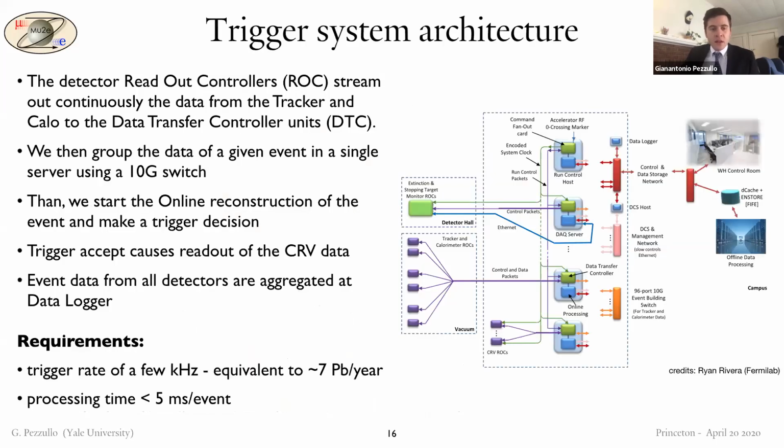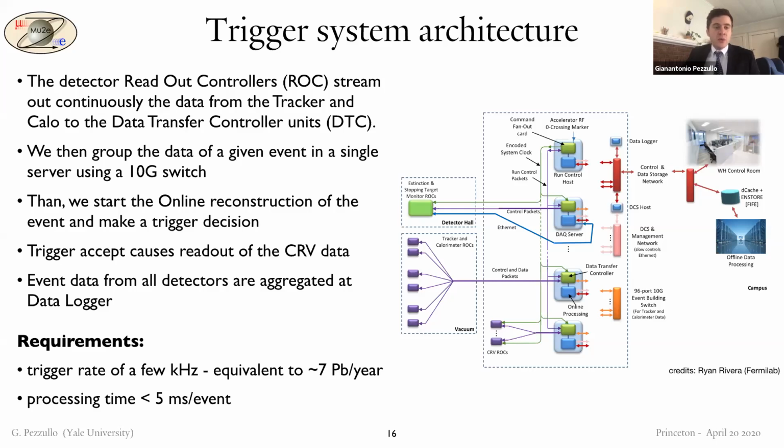So here on this slide, you can see on the right side a picture representing the architecture that we're going to use. So essentially, we would be doing a continuous stream of the data from the readout controllers, which are sitting together inside the detector solenoid on the sides of both detectors, the tracker and the calorimeter. And we'll be streaming out this data to the data transfer controller units, the DTCs, and then we will collect all the event slices into a single DTC unit using a 10 gigabit switch.